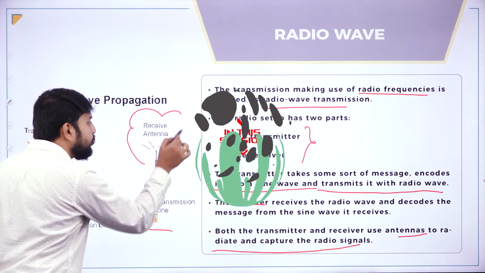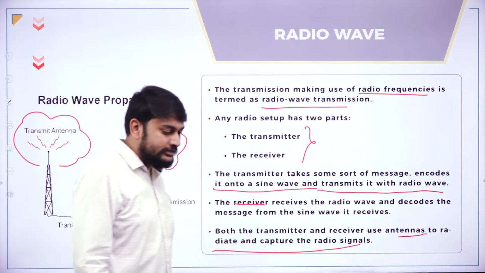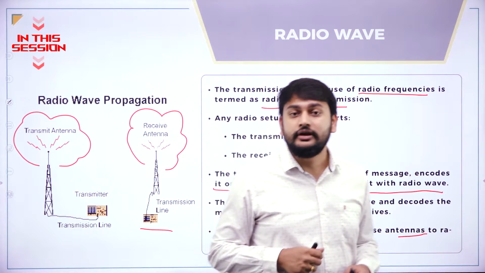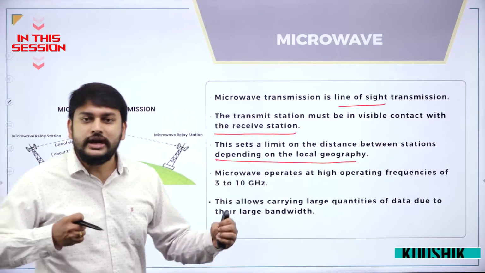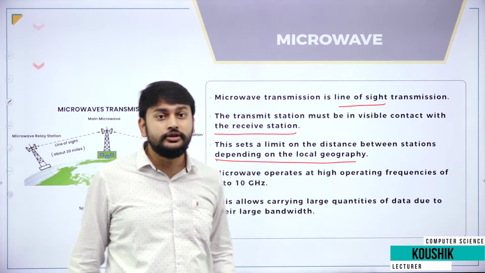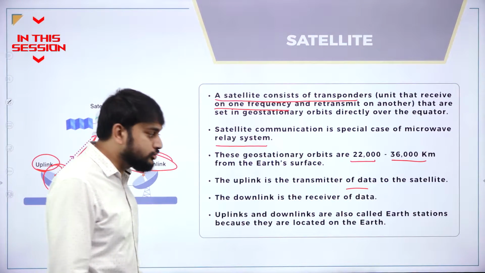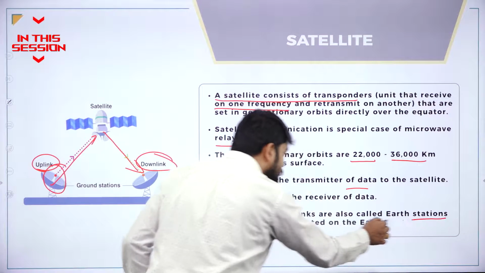Without antennas, we cannot perform the transmission and receiving of data in radio waves. If you want to transmit data over a longer distance, it's very difficult when I'm using microwaves. Uplink and downlink are also called earth stations.